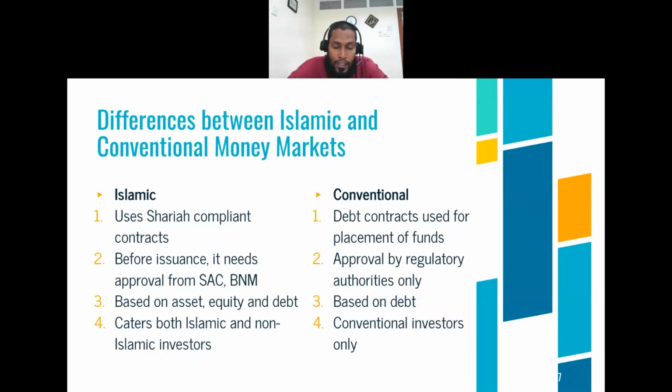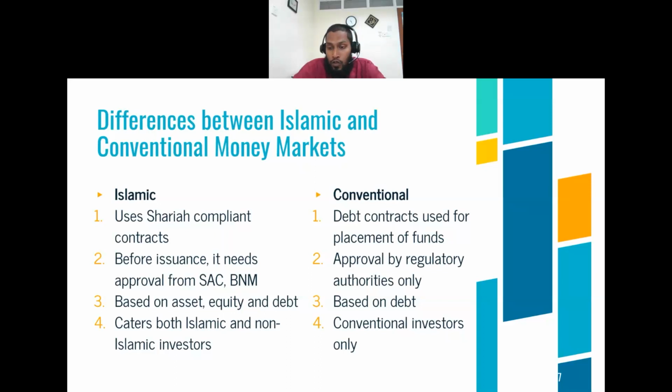Based on what we have discussed, the difference between Islamic and conventional money markets is that in the conventional money market, the instruments are usually debt-based, and there is interest involved. But in the Islamic money market, the instruments are Sharia compliant contracts. They are not always debt. There might be debt, there might be sale and purchase, there might be equity partnership, but there should be a contract. Islamic money market instruments should also get approval from the Sharia Advisory Council of Bank Negara Malaysia before their issuance. However, for conventional ones, there is no need other than the regulatory authorities' approval.